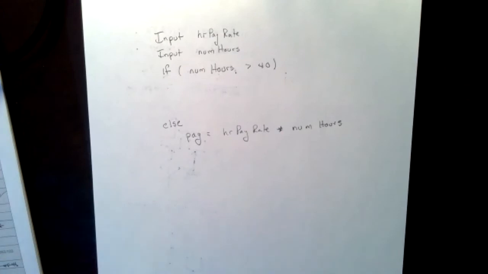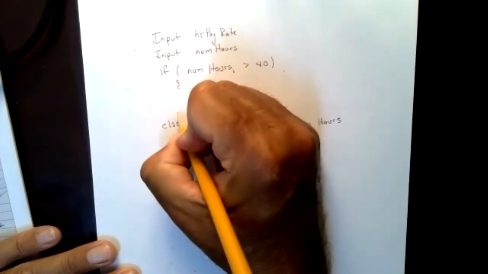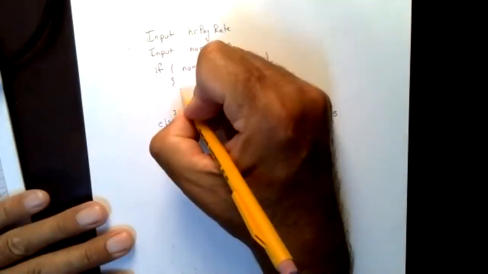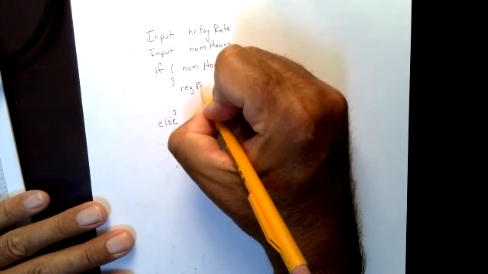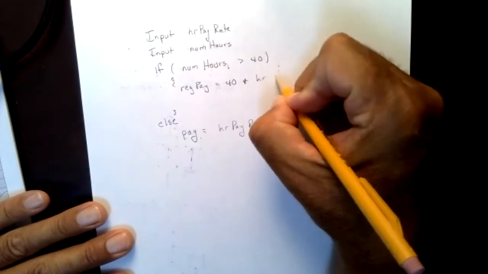Now I have to figure out how to calculate my overtime. If I work overtime, I need to be able to calculate that pay. So the top part of my if statement, if num hours is greater than 40, is now going to lead me into, I think, a couple of lines of code. So first thing I might want to do is figure out what my regular pay would be. How many hours would the regular pay be? Well, that's my first 40, right? Okay. So I'm going to make a new variable. I'm going to say reg pay equals 40 times pay rate.